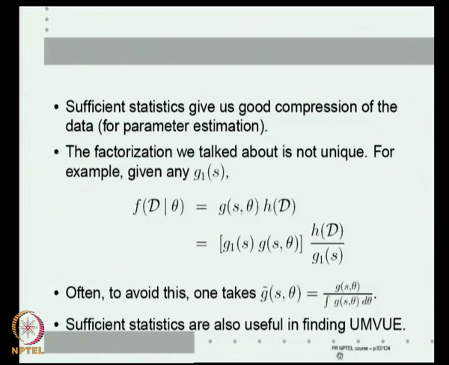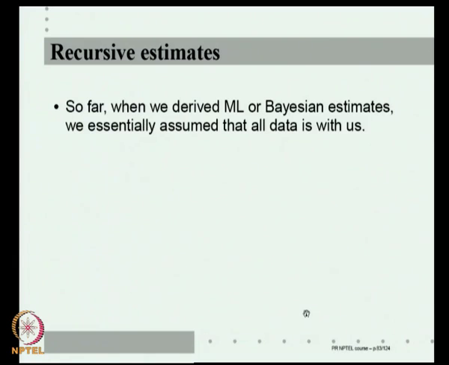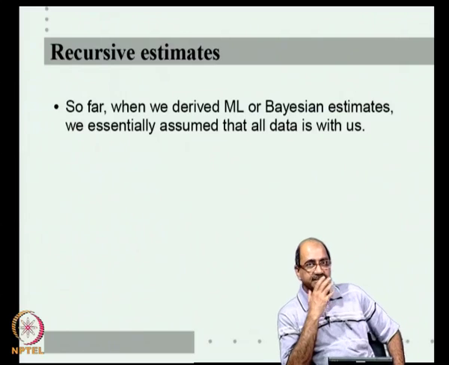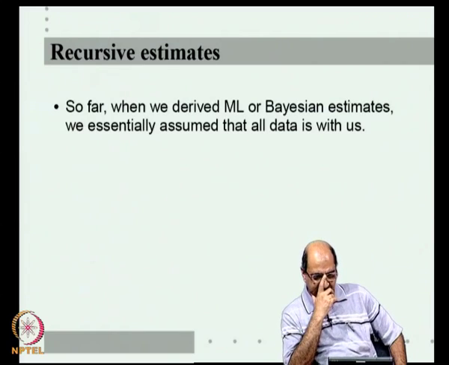That takes us unnecessarily into estimation theory, so we are not looking at this, but it is worth remembering that sufficient statistics also play a role in obtaining uniformly minimum variance unbiased estimators. Now, we will look at one other aspect of estimation.